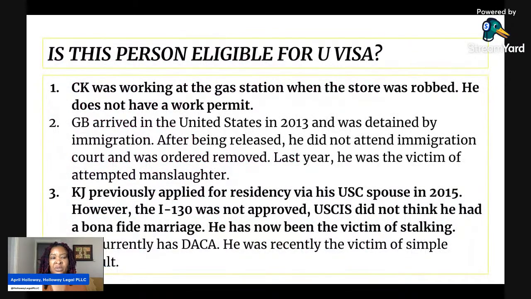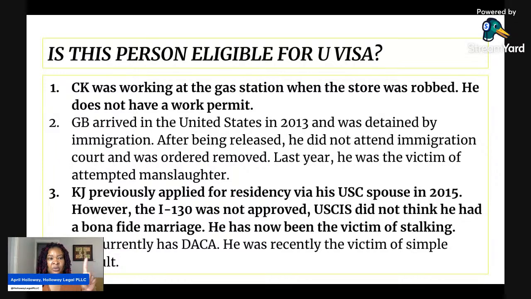Now we're going to look at some examples to see whether or not this person in this situation is eligible for a U visa. Number one, CK was working at the gas station when the store was robbed. He does not have a work permit. So is CK going to be eligible for a U visa?